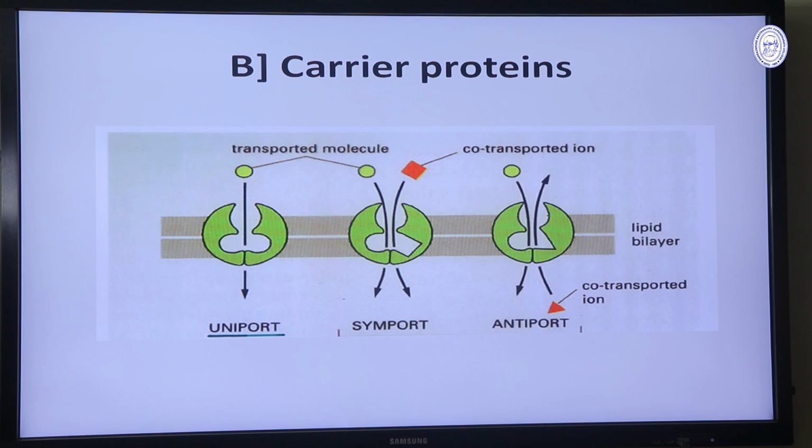Here are the three types of structural difference of carrier proteins. First one is uniport, where one single substance is imported through it. The second is symport, where two kinds of substances are getting transported, and antiport, where one is going inside, another is going outside of the cell.